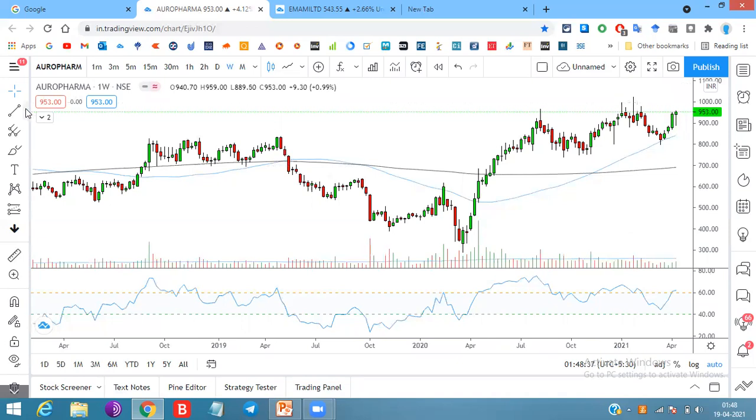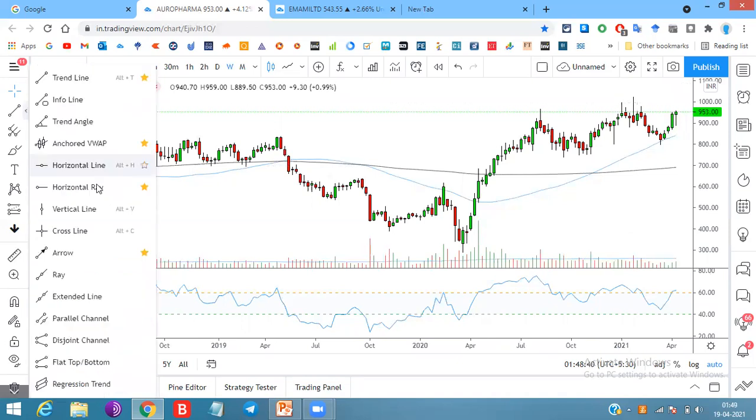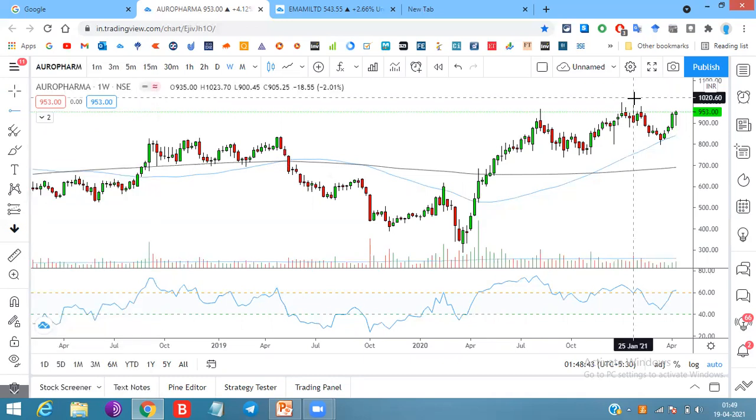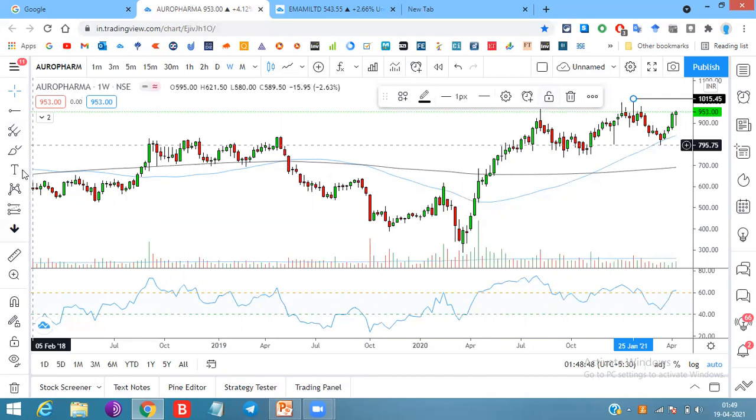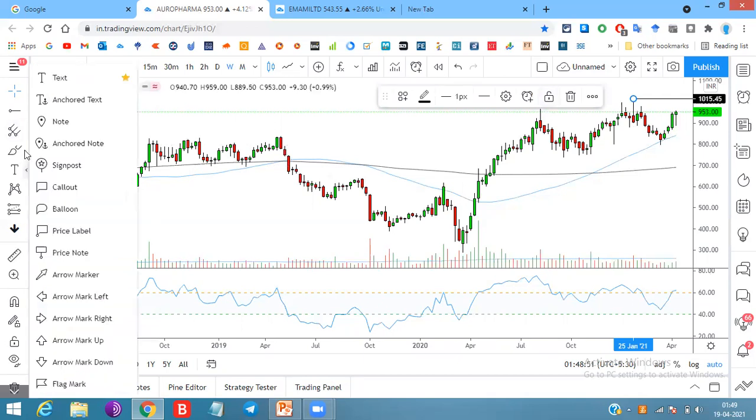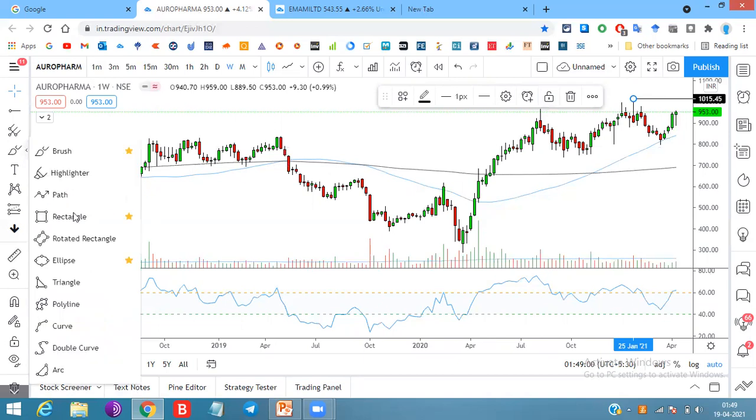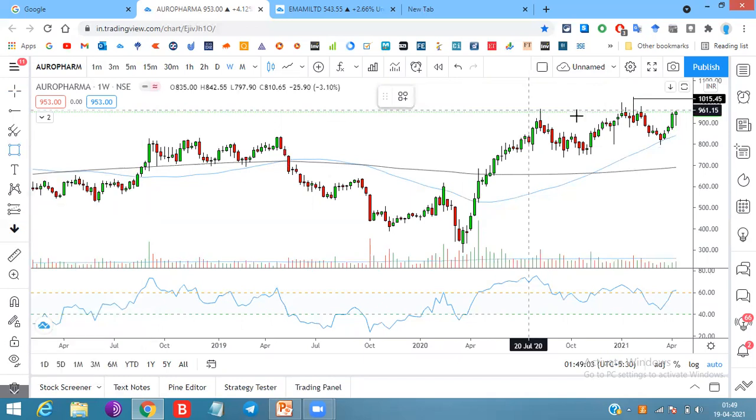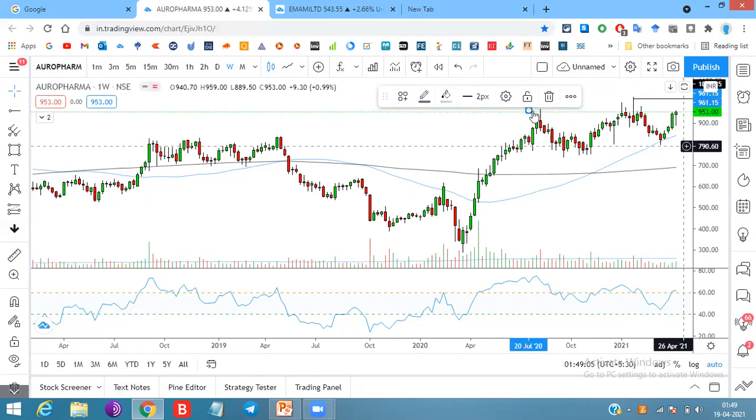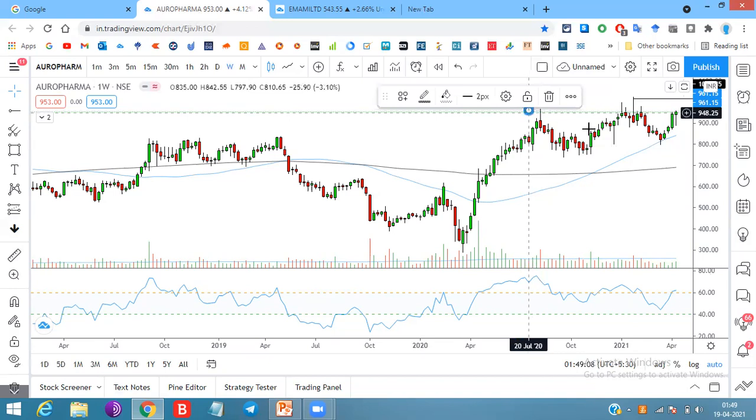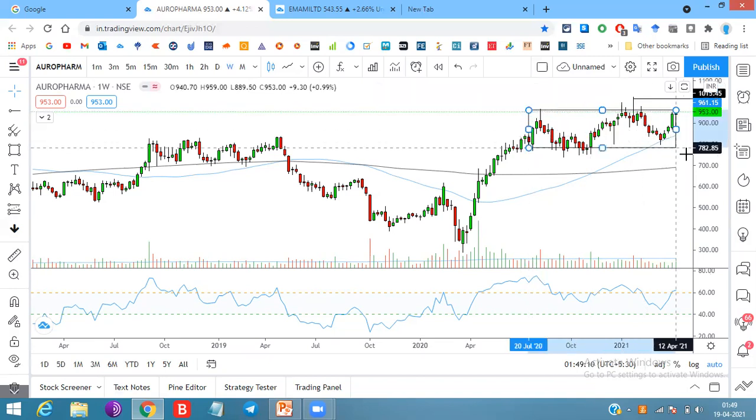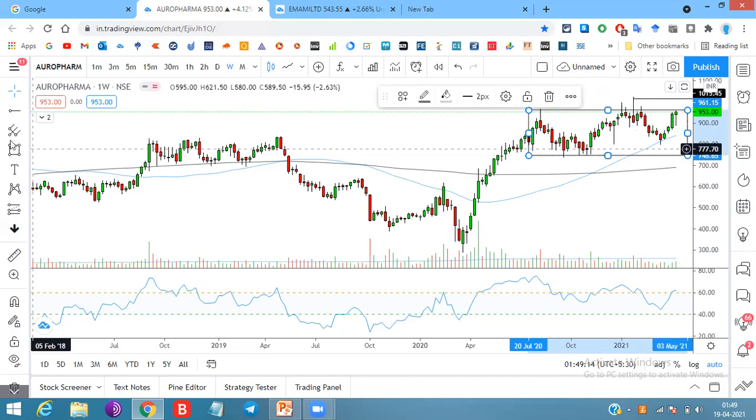Wait, let me plot this. This could be used for my future reference too. There's a clear resistance here, but I'm seeing a good VCP sort of structure, guys. Let me show you. What is happening with my cursor? Ah, it's somewhere like this. And how the VCP is structuring. Let me show you how the VCP is structuring.